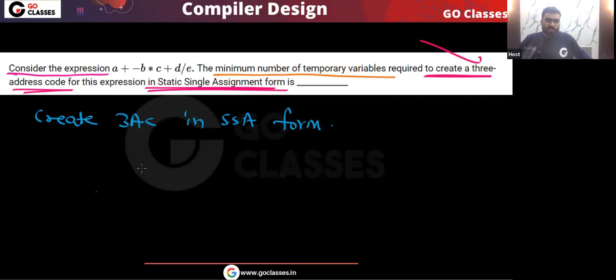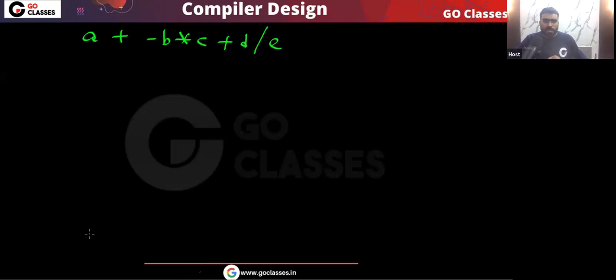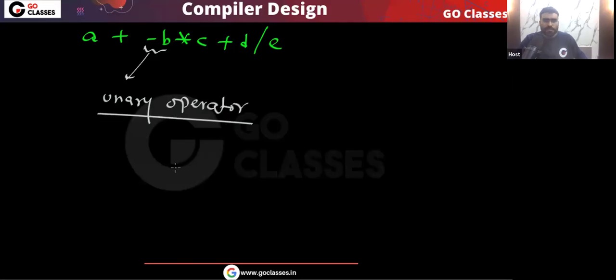In SSA form, this is what we need to do. So, what is the first thing you will do? What will be done first? Very simple point. First, this unary operator will be done. Agree? So this unary operator you will do first. Remember, please understand, this is a unary operator. This is your minus B.